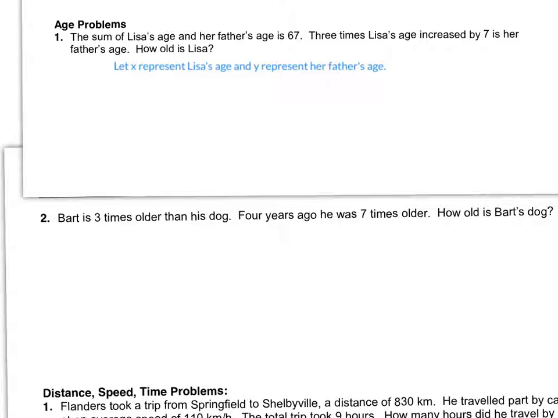Okay, so I'm letting x be Lisa's age and y be her father's age. And the sum: we're going to add the two ages together to get 67. So we should have x plus y. The two ages total to be 67 years.